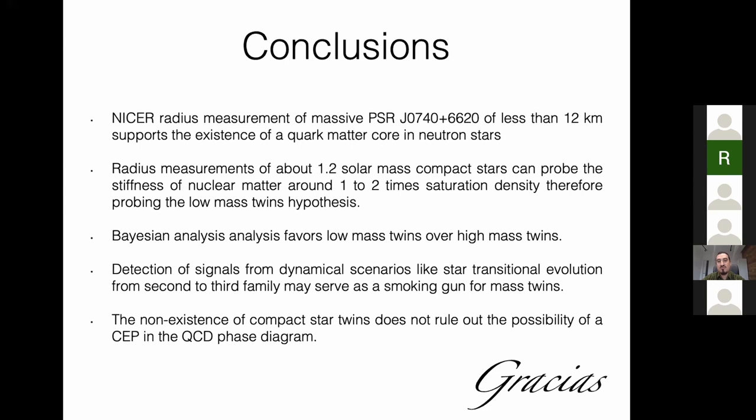Then, as a perspective, it could be interesting to look for detections of signals from dynamical scenarios like transitional evolution from a second to third family, for instance, by releasing energy or having some other type of imprint. This could indeed be a smoking gun for the mass twins. And of course, I just would like to stress that the existence or non-existence of compact star twins does not rule out the possibility of a critical endpoint in the QCD phase diagram. But the opposite, if it is present, then we can be more certain about this transition. Thank you very much.